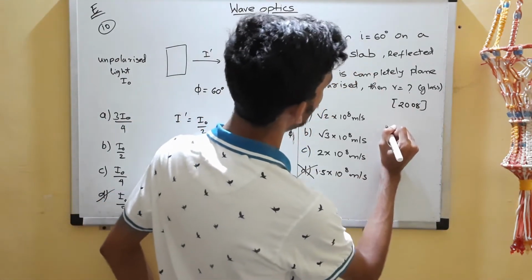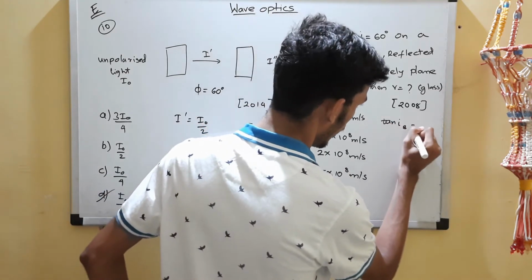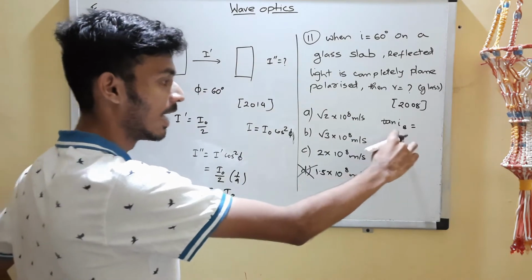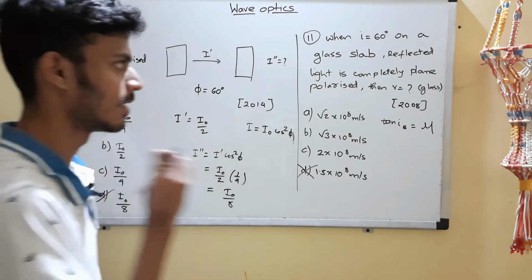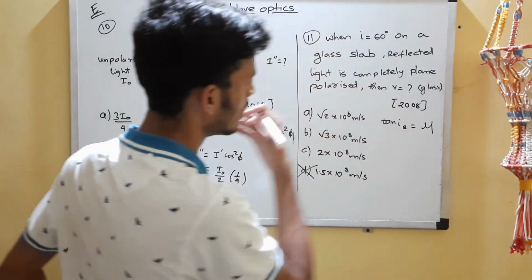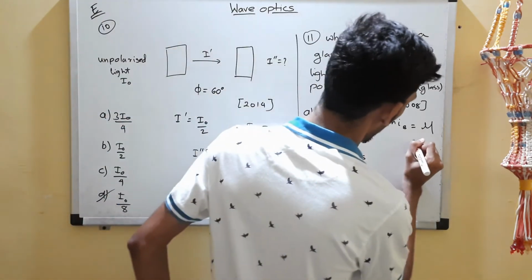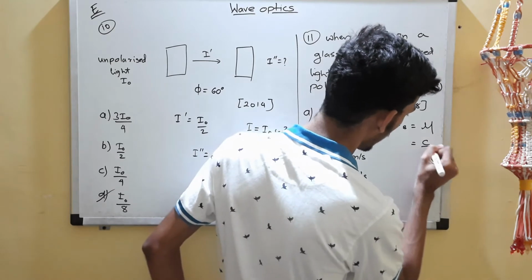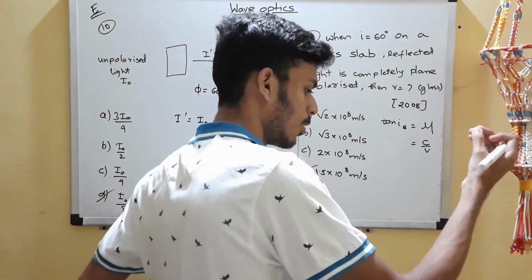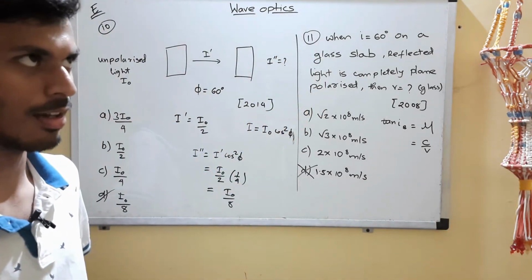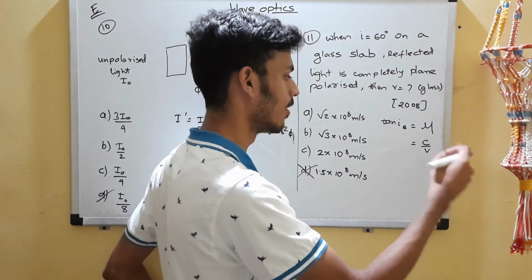So basically here you are supposed to use Brewster's angle, tan iB. When the angle of incidence is iB, tan of iB is given as mu, the refractive index of the denser material with respect to the rarer. Rarer is of course air over here, and the denser one is glass. So we can also write this as c by v, right? Refractive index is basically the ratio of speed of light in vacuum to the speed of light in your particular medium. So c is speed of light in vacuum, v is velocity of light in glass.